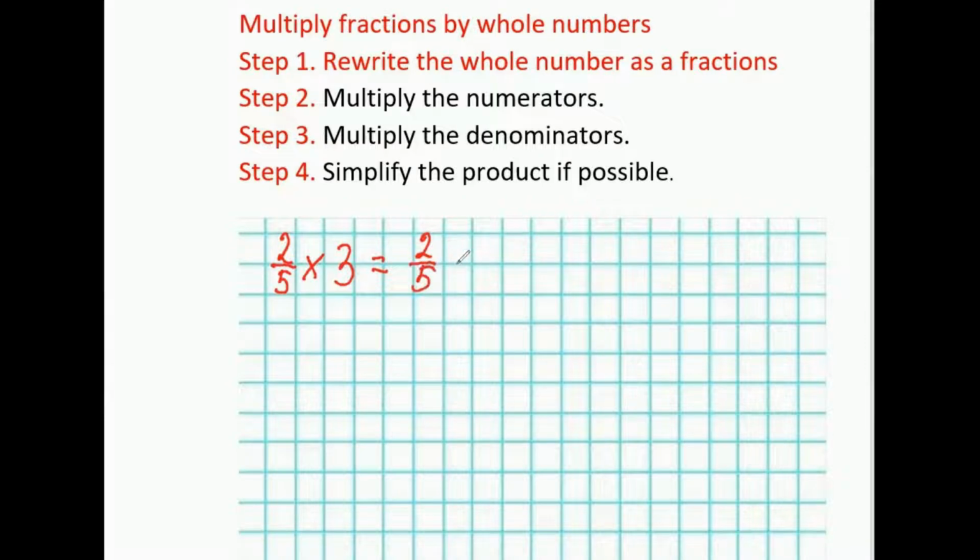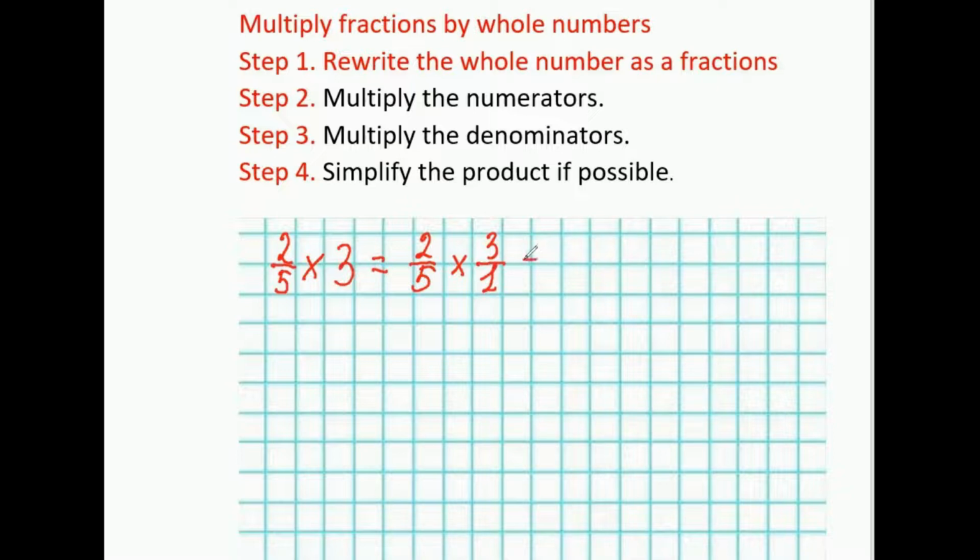2/5, times, and rewrite the number 3 like 3/1. You can do this because any number divided by 1 is always equal to itself. Now, because you are multiplying a fraction by a fraction, you can apply the rules that are related to how we multiply proper fractions.